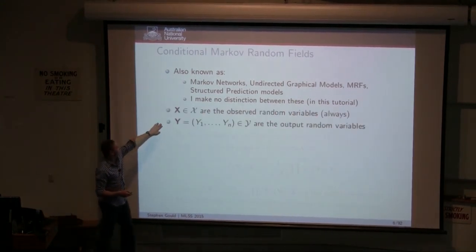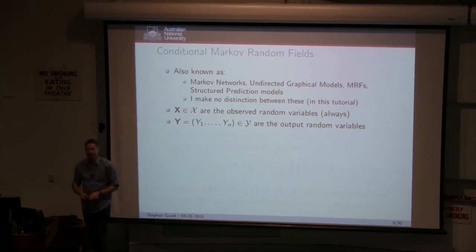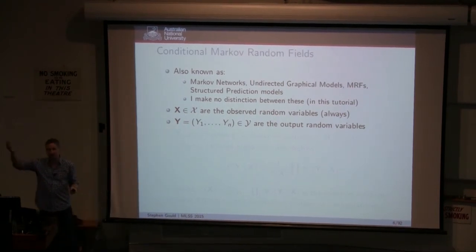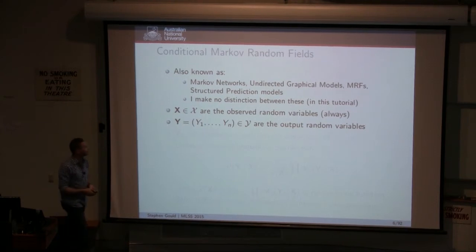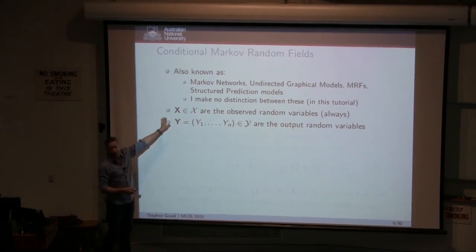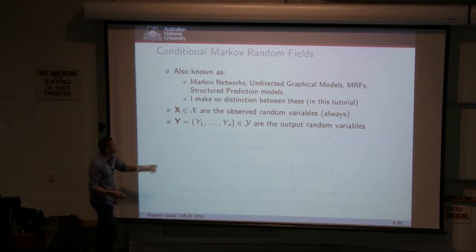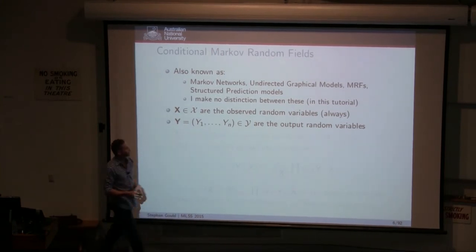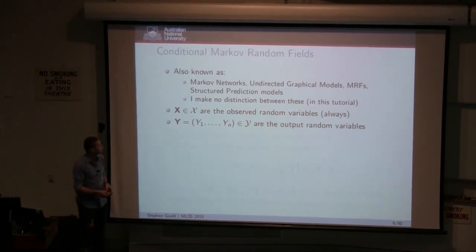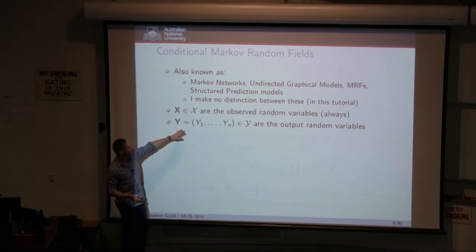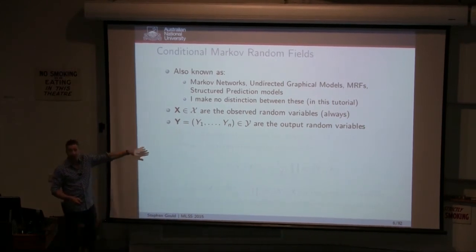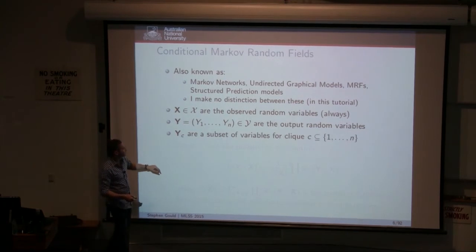So what are they? There's a set of observations that you make, and you can think of the observations as just the color of the pixels in an image. And these are always observed, okay? So in my notation, X is always going to be observed. Y are going to be the output variables that we try to predict. And so there's a set of them. There are n output variables. They come from some label space. In this talk, I'm going to focus on discrete random variables. So all of the variables are going to be discrete.